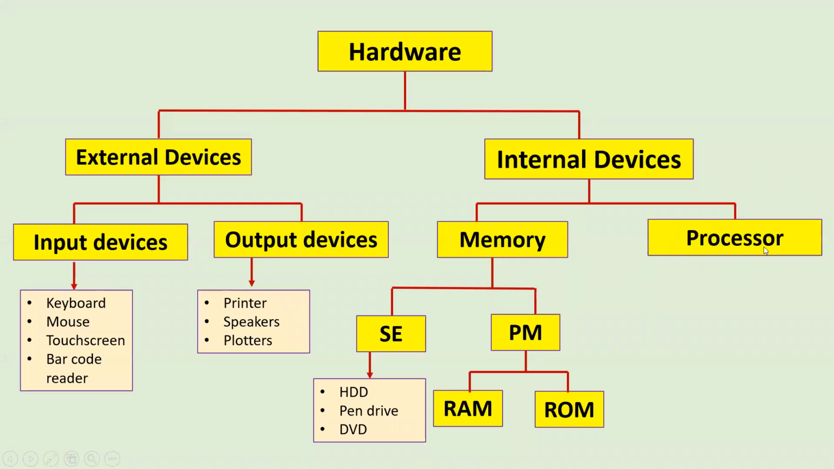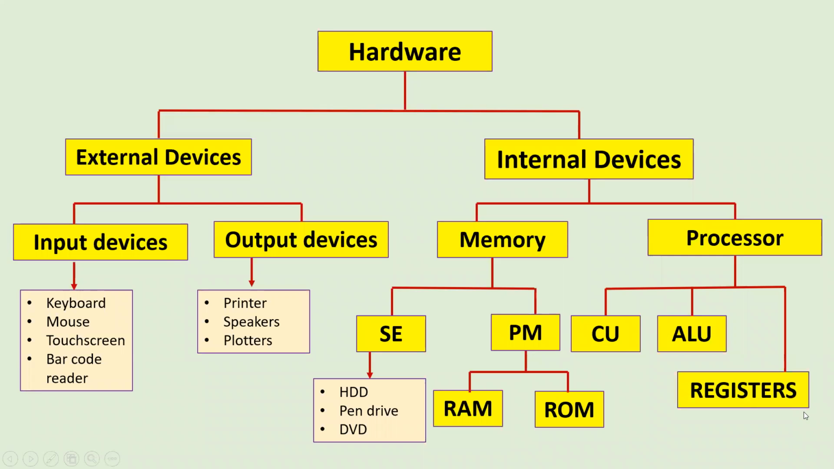Therefore, this CPU is again divided into three sections. The CPU consists of the control unit, ALU, and registers. Right. Actually, this hardware structure is enough for your purposes. However, later I'm giving some description regarding these things also. Right. That's about the hardware structure.